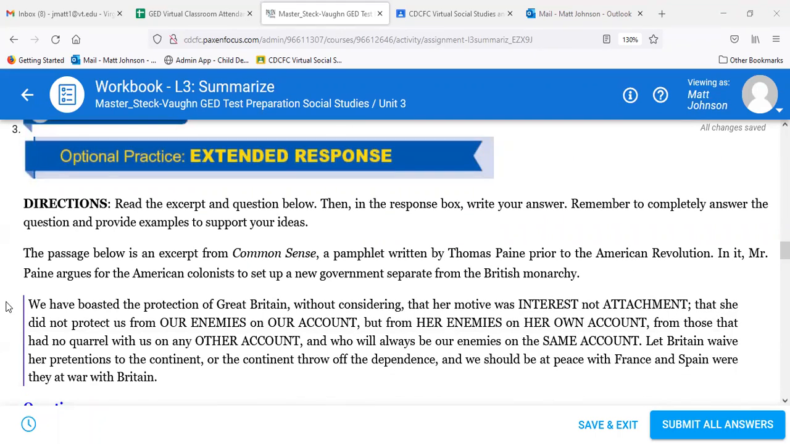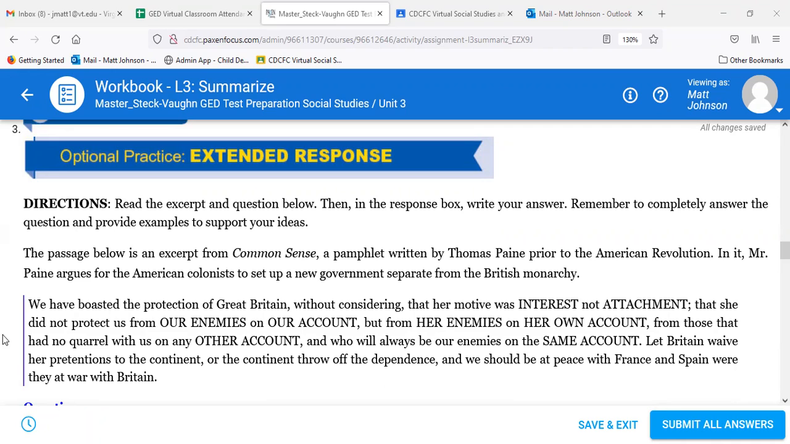And his really important work was Common Sense that he'd written. So this passage below is an excerpt from Common Sense. It's a pamphlet. It's a little tiny book written by Thomas Paine prior to the American Revolution. In it, Mr. Paine argues for the American colonists to set up a new government separate from the British monarchy.